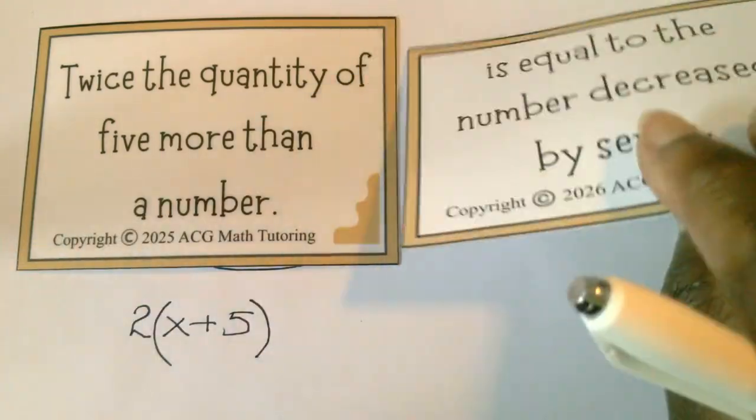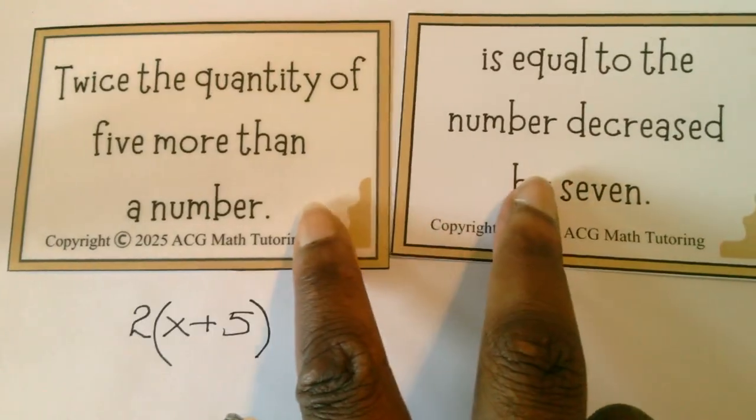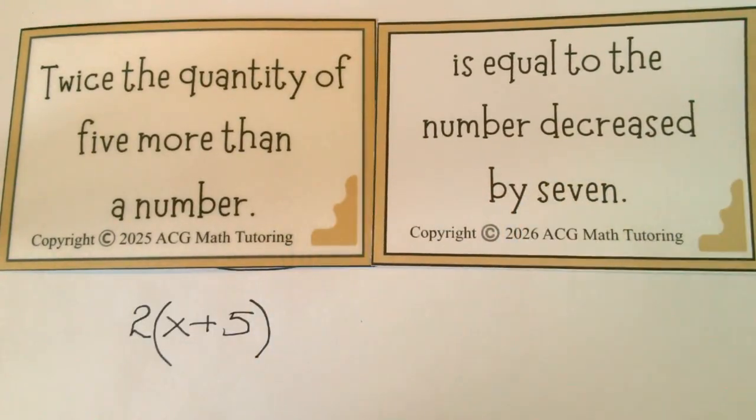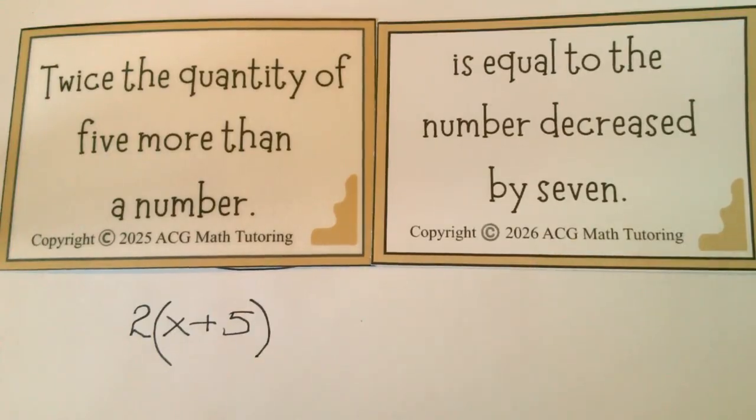Alright, so what we got? Is equal to the number decreased by 7. Is equal to the number decreased by 7. How would I translate that? Okay, is equal to the number decreased by 7.